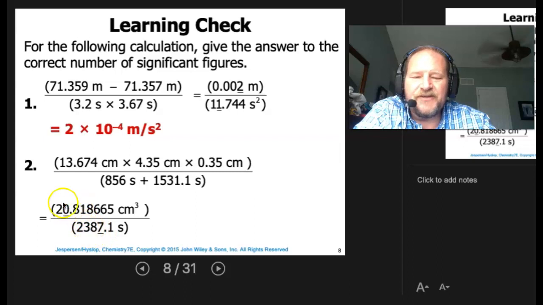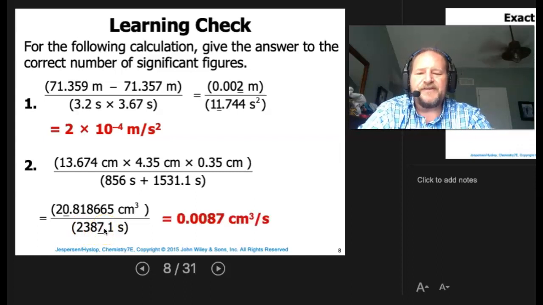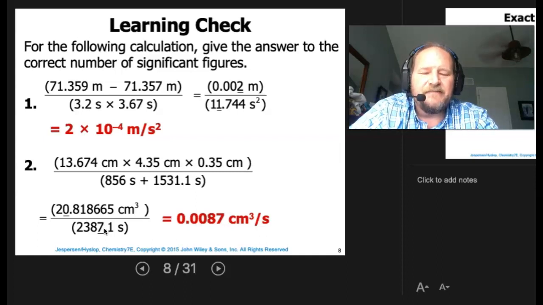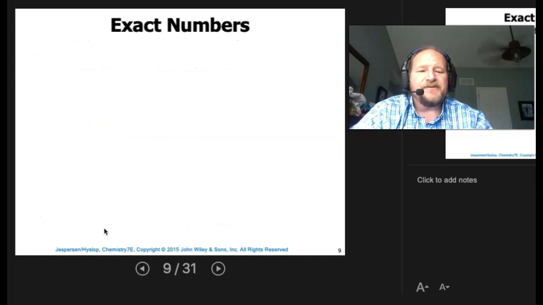Now when we do the division, because we have 2 sig figs and 4 sig figs, our answer can only be 2 sig figs. That gives us 0.0087, 2 sig figs, centimeters cubed per second. That might seem like a weird unit to have, volume per second, but of course that could be a flow rate.